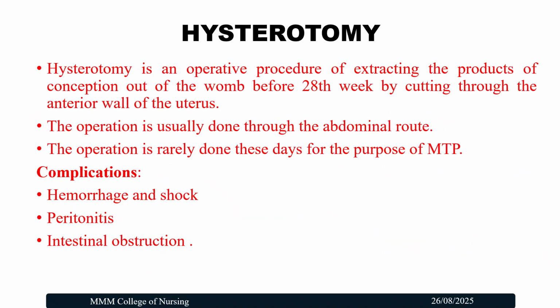Then coming to the hysterotomy procedure, which is done in the second trimester MTP. Hysterotomy is an operative procedure of extracting the products of conception out of the womb before the 28th week by cutting through the anterior wall of the uterus. The operation is usually done through the abdominal route, and it is rarely done these days for the purpose of MTP, medical termination of pregnancy.